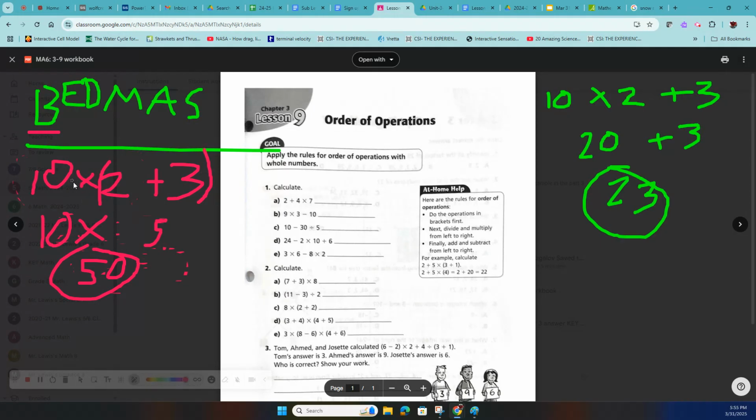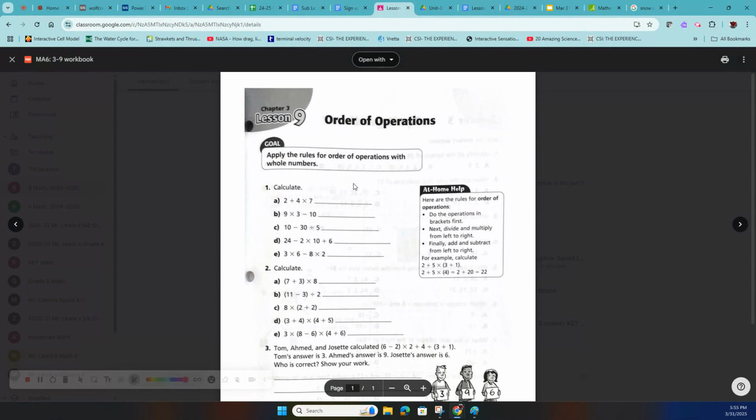The numbers were the same. The other operations were the same. But changing the order of the operations can have a drastic difference in answers. So what are you going to be doing for this assignment? Well, for this page, you're going to calculate and simplify these expressions.